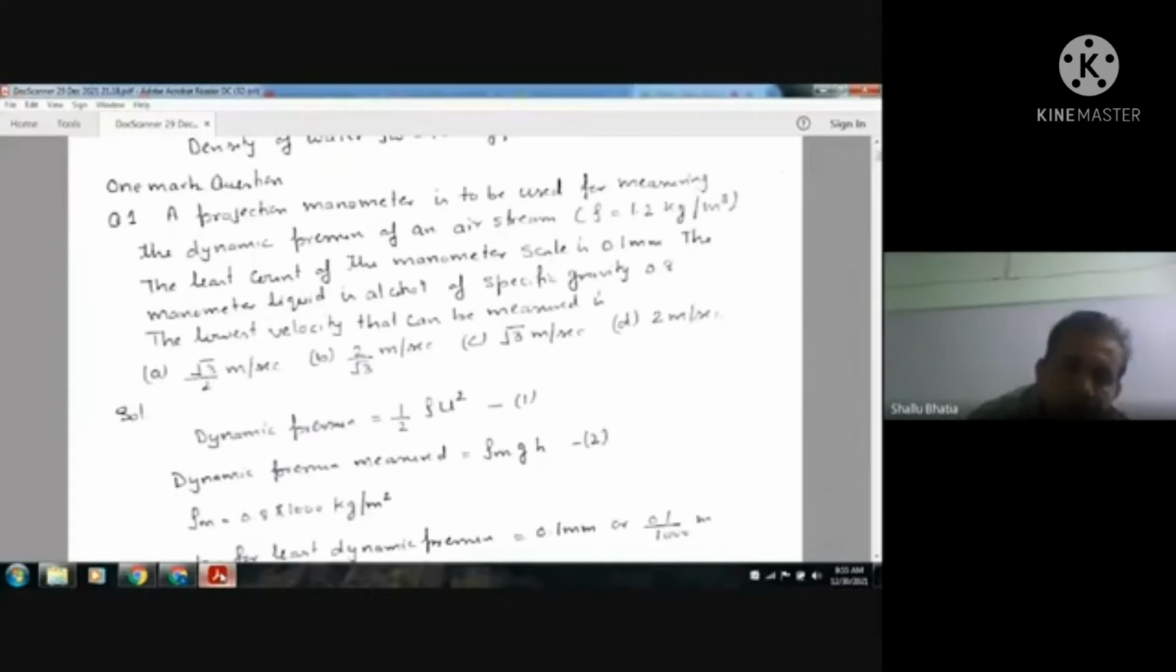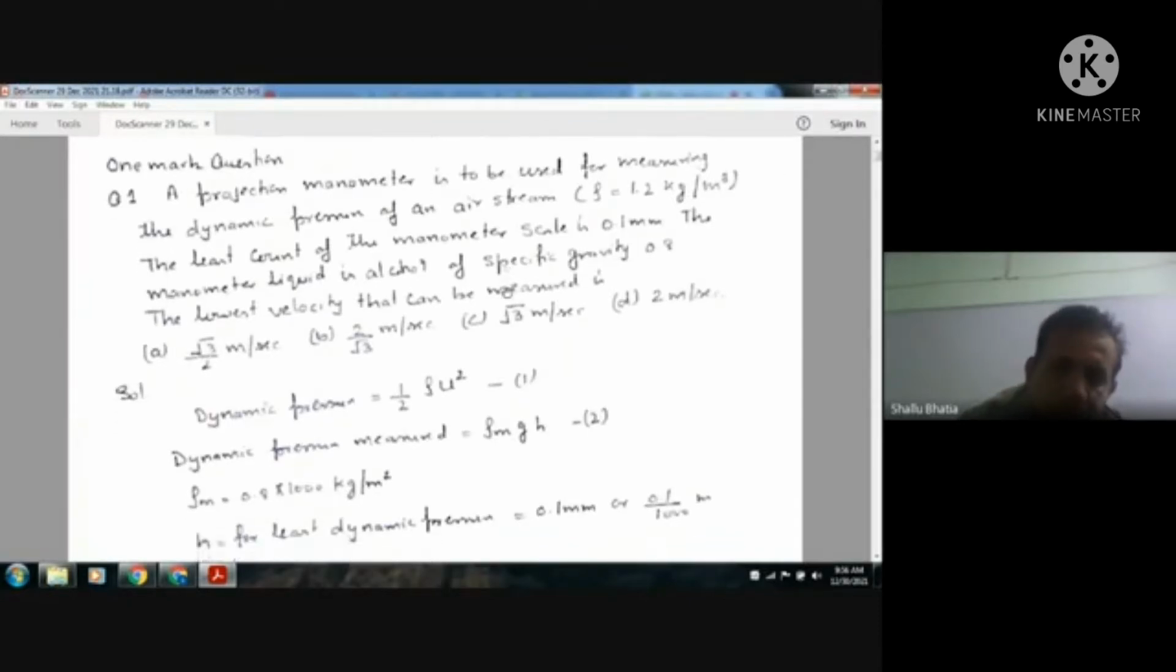So the dynamic pressure is given as half rho u square, and we have to calculate the dynamic pressure of air, so we will use rho of air. Rho of air is 1.2, and u is the velocity, as we have to measure the velocity of the air, or the lowest velocity of the air which can be measured. So for air, the pressure is half rho u square, where rho is the density of air and u is the velocity of air.